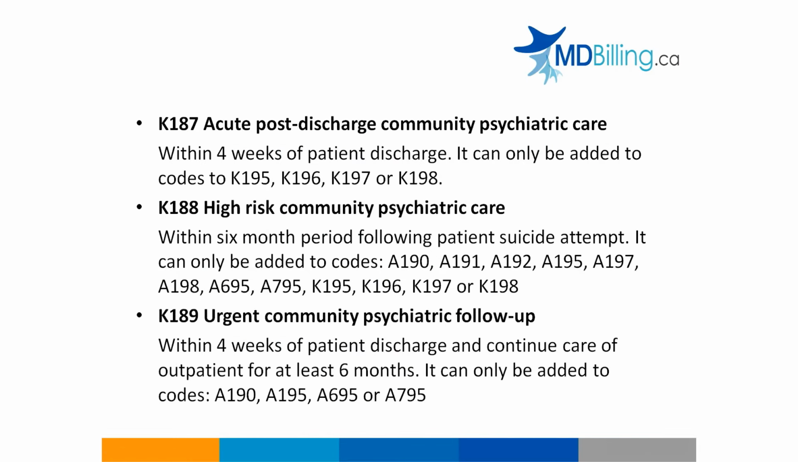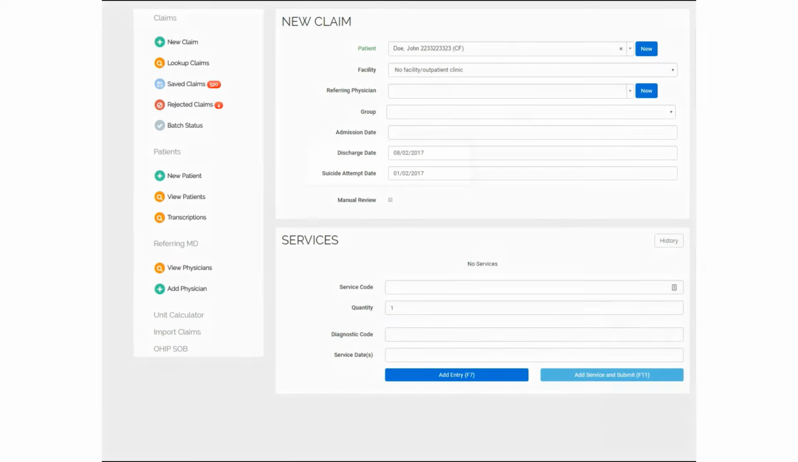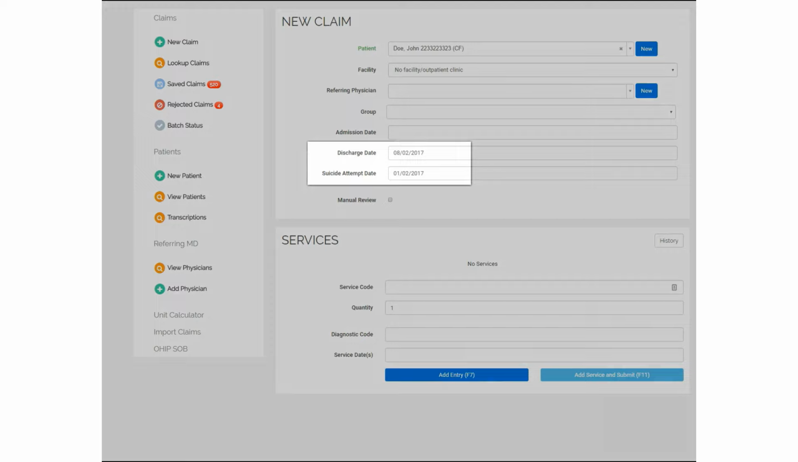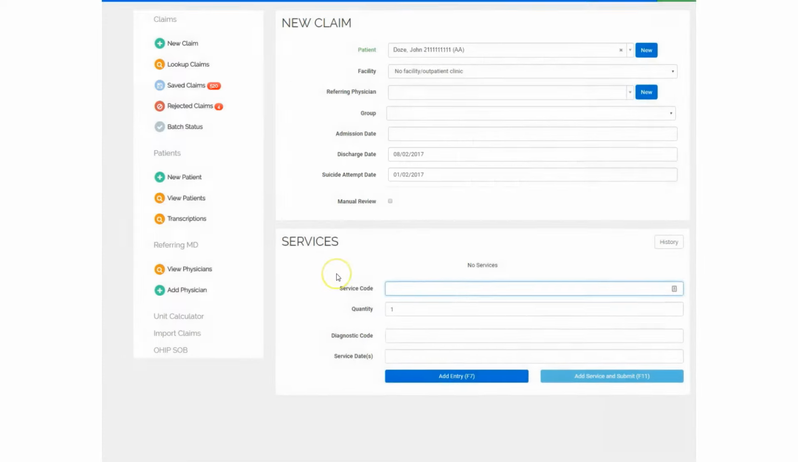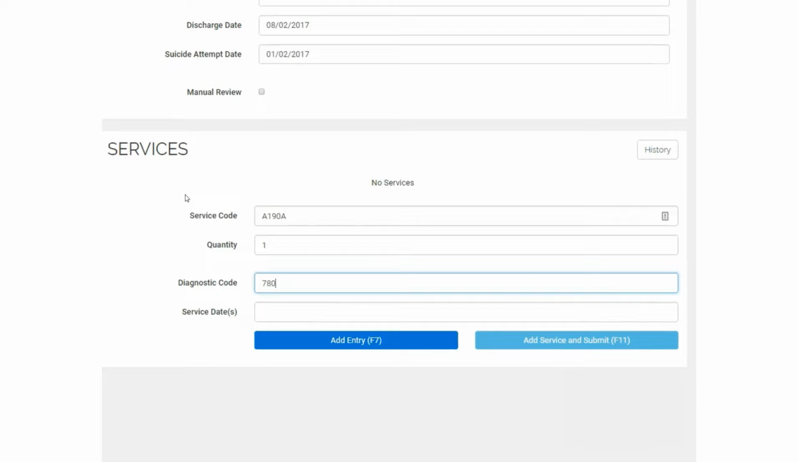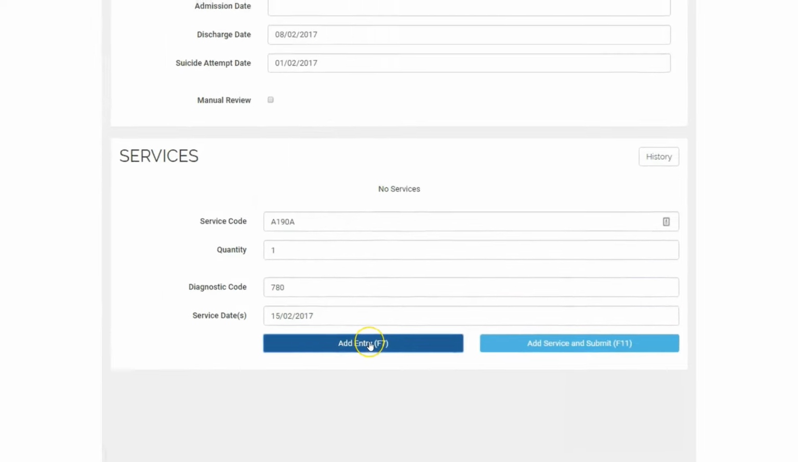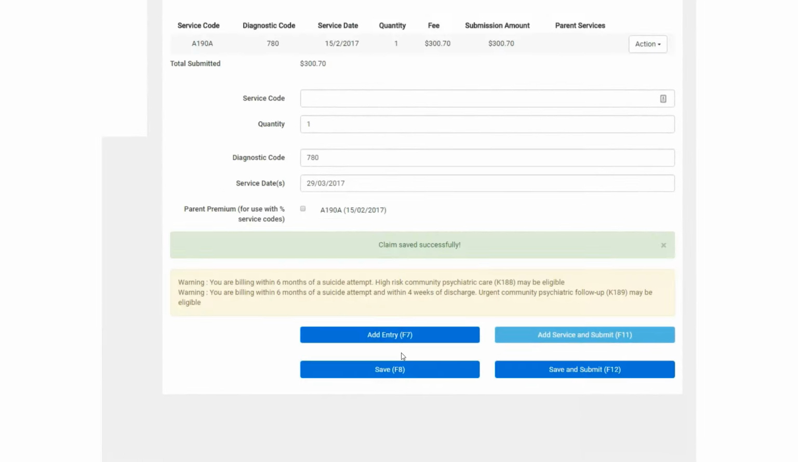Urgent community psychiatric follow-up premium K189 can be used if you're seeing the patient urgently during the 4-week period immediately after discharge for psychiatric treatment, and continue appropriate care of the outpatient for a minimum of 6 months. To properly bill these premiums, you need to document the patient's discharge and/or suicide attempt date. We have implemented a feature to assist you in tracking these dates and notify you if you may be eligible for premiums according to the rules from the OHIP Schedule of Benefits.